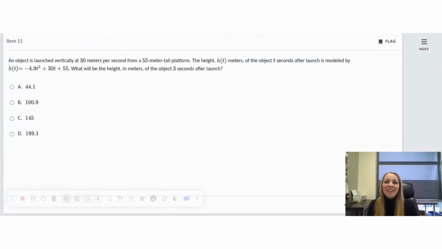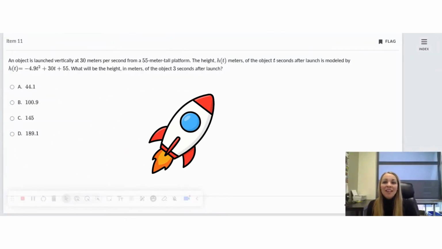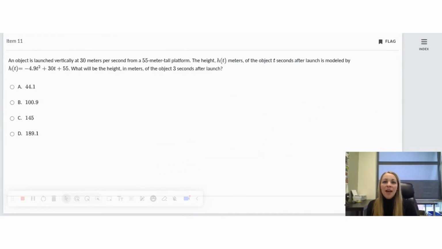Question number 11. An object is launched vertically at 30 meters per second from a 55-meter tall platform. The height, h of t meters, of the object t seconds after the launch is modeled by h of t equals negative 4.9 t squared plus 30t plus 55. What will be the height in meters of the object 3 seconds after the launch? This is a perfect problem to use Desmos for. You can type in the equation and use function notation to figure it out.